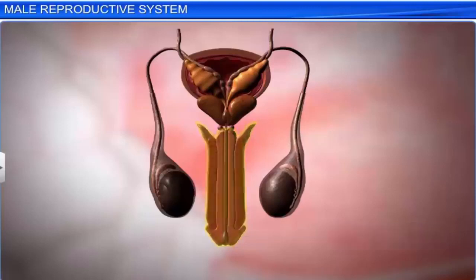The penis, urethra, vas deferens, and Cowper's gland together help in copulation and in the deposition of sperm within the female.